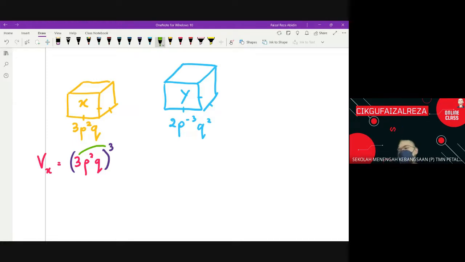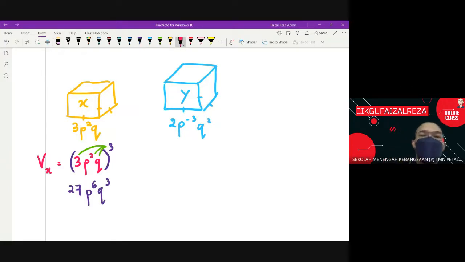3 cube is 9? How come 3 cube is 9? Yes, you are going to have 27. How come 3 cube is 9? So this one you are going to get 27. After that, p square over here, you are going to get p to the power of 6, 2 times 3, isn't it? Q. Okay. That's for our volume X.